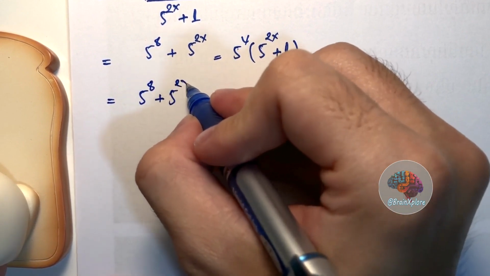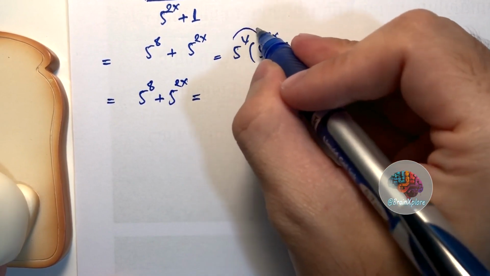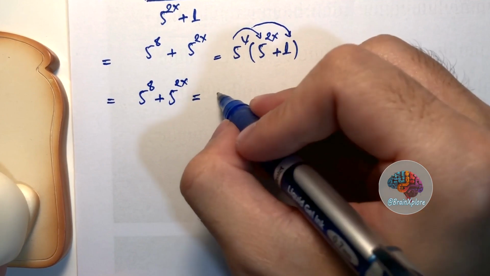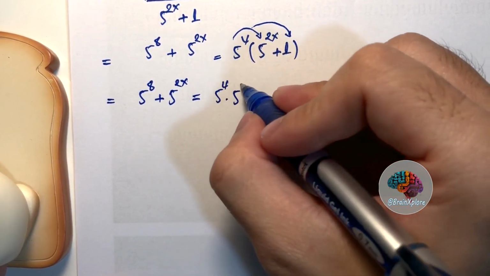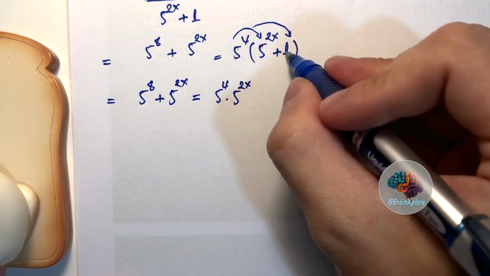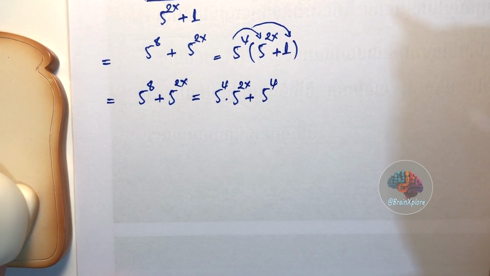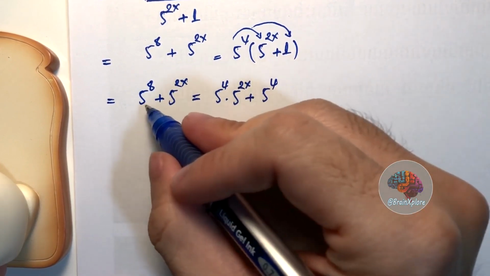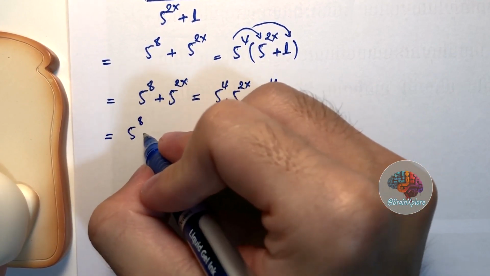Then the right hand side we're going to keep the same, but on the right hand side we have to distribute the two properties. So 5 powered by 4 multiplied by 5 powered by 2x, and then summed with 5 powered by 4. Now we can see both sides have 5 powered by 2x. So we're going to write it down like this.